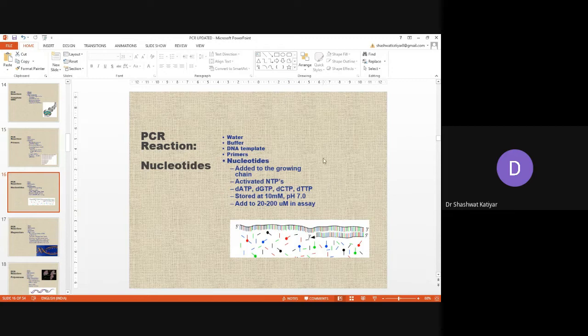Another important thing is the nucleotides. There are 4 different types of nucleotide used, and this is how a chain is extended with the help of the dNTPs. These 4 different types of dNTP can extend the chain, and they can be joined together with the help of the polymerase enzyme. The dNTP is stored at a concentration of 10 millimolar, at pH 7, and at least 20 to 200 millimolar is added as a buffer.